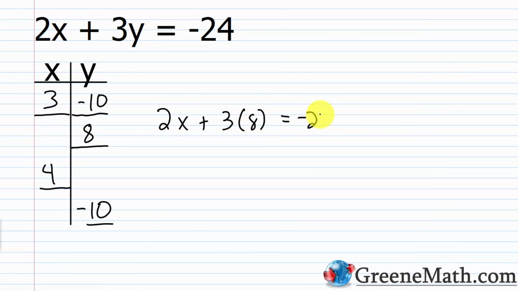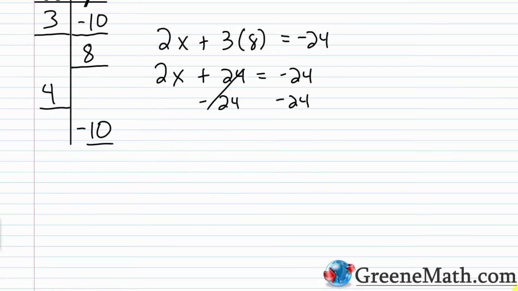This equals negative 24. So we have 2x plus 3 times 8 is 24 equals negative 24. We subtract 24 away from each side. That's going to cancel. And I'm going to have 2x is equal to negative 24 minus 24 is negative 48. So now I can divide both sides of the equation by 2 in order to isolate x. This will cancel with this. And I'd have x is equal to negative 48 divided by 2 is negative 24.